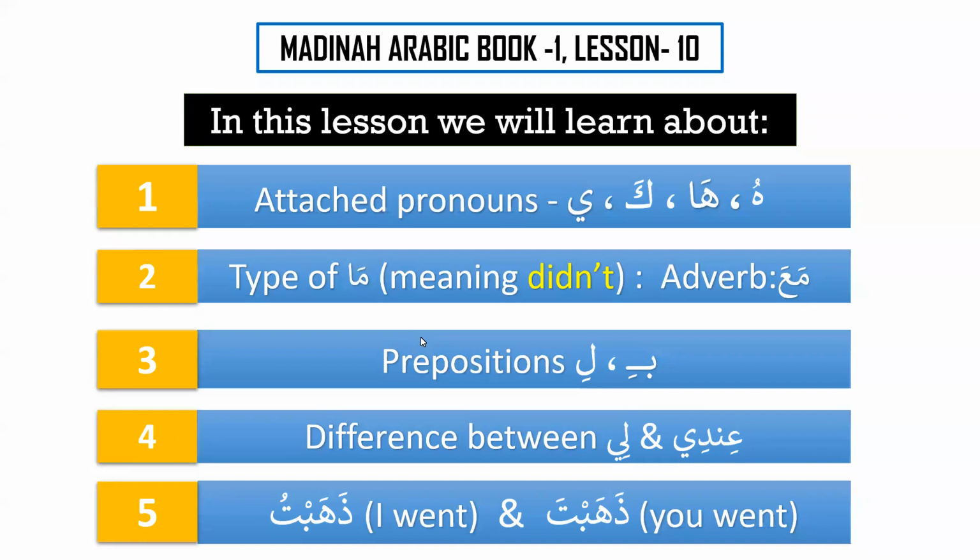In the previous lessons, we have learned about detached pronouns like hada, and similarly, in fact, huwa and hiya, and dhalika and tilka. And inshallah, in this lesson, we will learn about the attached pronouns like hu, ha, ka, and ya. After that, we will learn about type of ma.